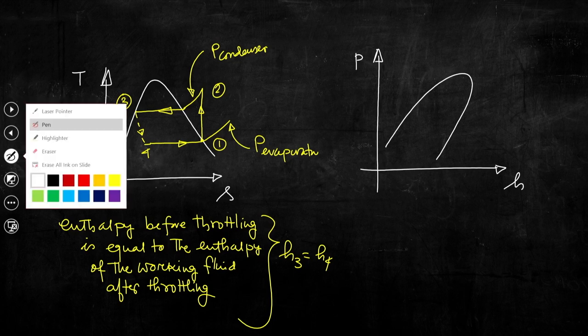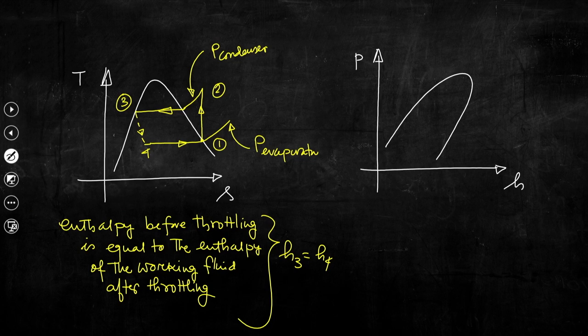So, if we now map these processes, the starting point should be 1, because that is the saturated vapor at the exit of the evaporator. Certainly this is a constant pressure process, so let us assume this is the pressure line. We really do not know where point 4 would be, but we can understand from the TS plane that point 4, at the inlet of the evaporator, is not saturated liquid. So, it is a two-phase mixture.